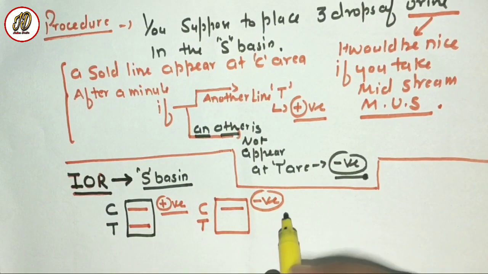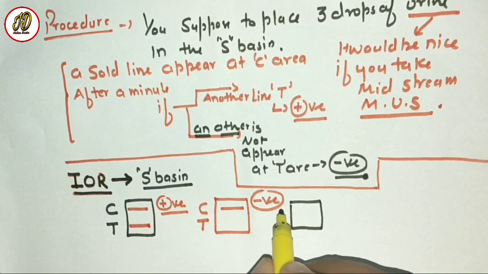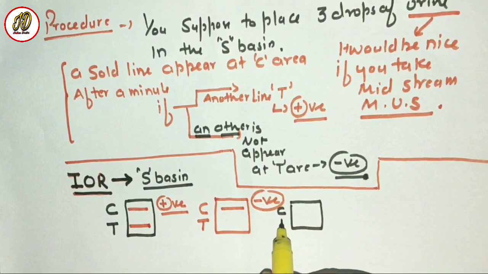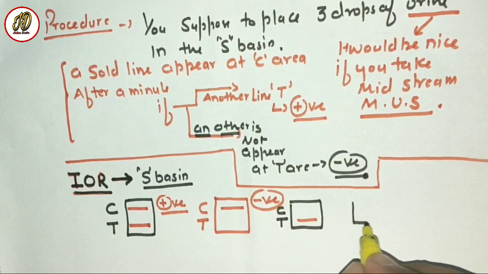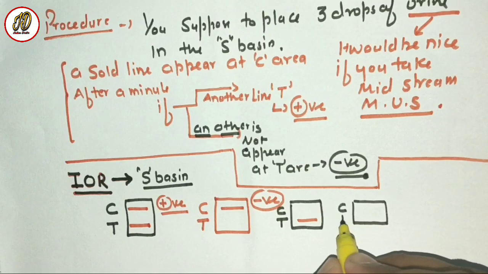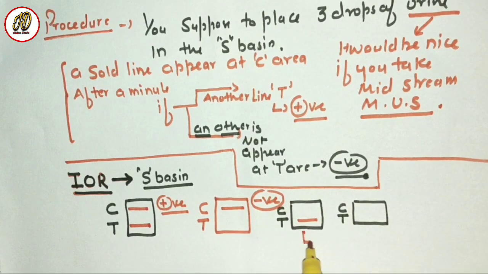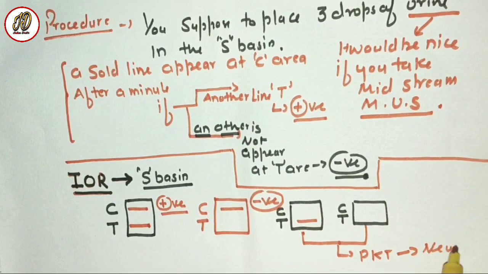And if there is no line in front of the C and there is a line in front of the T, or there is no line in front of the C and in front of the T, both these conditions state that there is an error with the pregnancy test kit. You need to buy a new one.